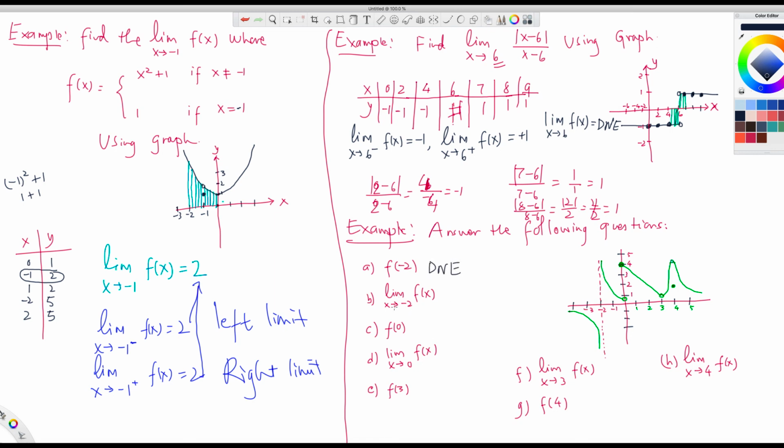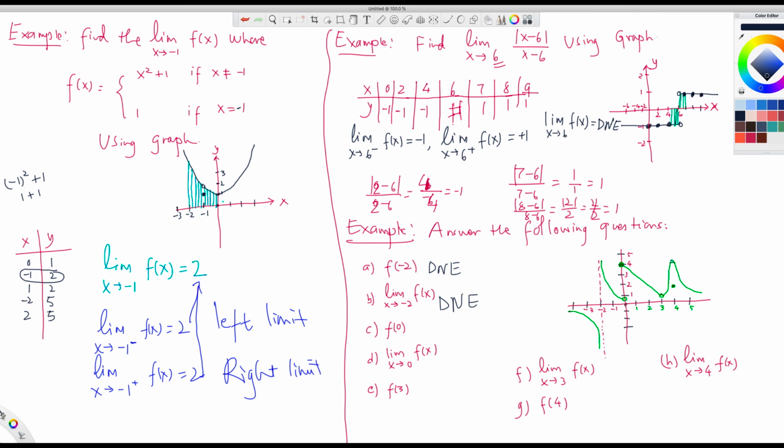How about the limit at -2? Limit of f(x) as x tends to -2. When you go to -2 from the left, the height is negative. When you go to -2 from the right, the height is positive. So they are not equal, right? The height towards the left and towards the right are not equal. So the limit does not exist too.